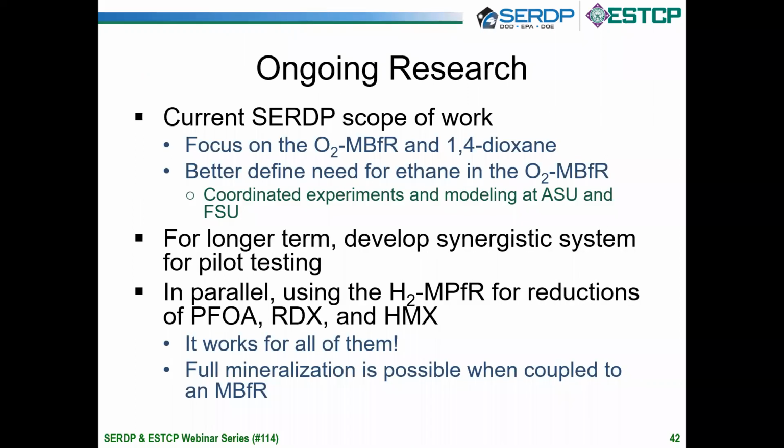So we're continuing on this. We still have a continuing SERDP project. We're focusing on the second stage now. It's the newer one, so we're focusing in on that a lot, looking at 1,4-dioxane. We're particularly interested in how much ethane we need to have going into the oxygen-based MBfR to make sure we get really good dioxane removal. So that's a big focus.